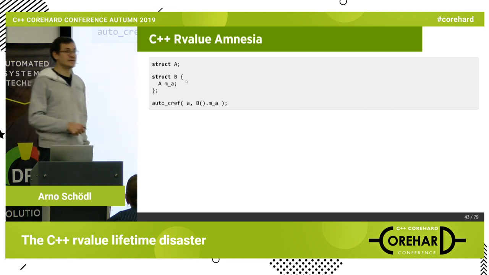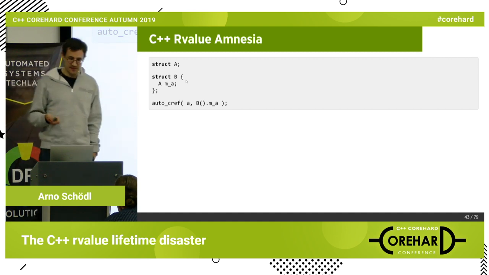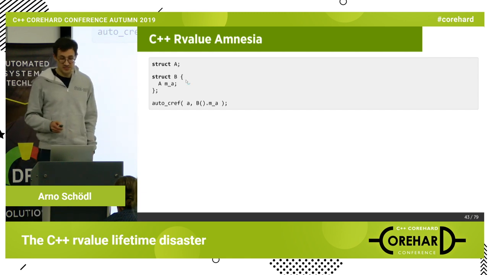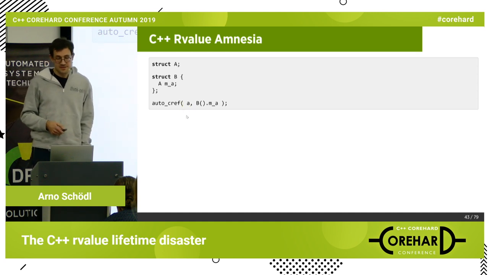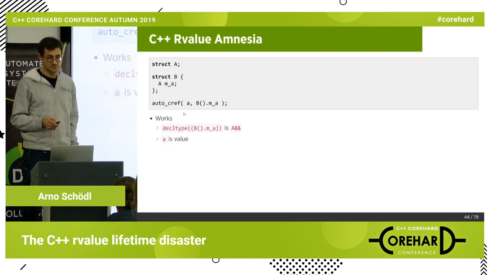Let's dig a little bit deeper into the language. So again, you have our A, and you have a B that aggregates the A, and you're writing something like: you assign the A here to a variable. Now, what does this do? Well, you already said that a member access of an R value is itself an R value. So the A in this case is going to be a value. So the decltype of this expression here, the member access, is an R value reference, and then the auto cref will turn that into a value. So all good.